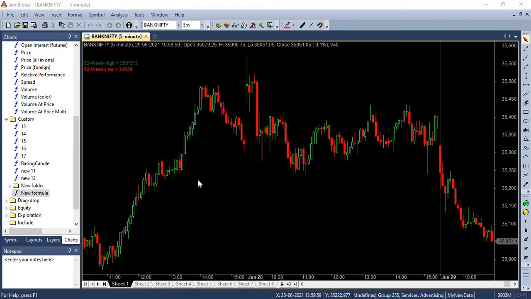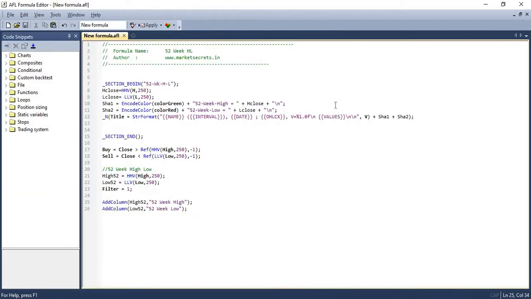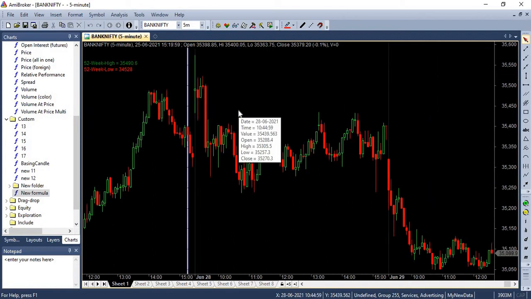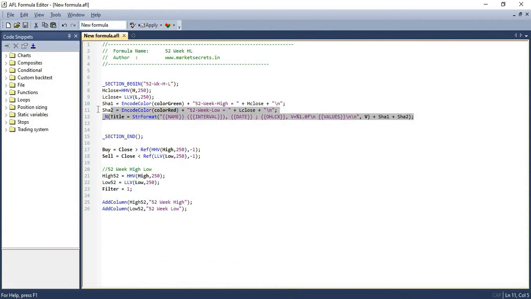Okay, let's move on to the script part now. When it comes to the script, we are just setting the 52-week high and 52-week low in the chart title for easy usage. So if you go back to the charts, you'll be able to see the 52-week high and 52-week low at any point in time. If you scroll, it will automatically change based on the values from the previous data. In addition to that, we are setting the chart title as well.